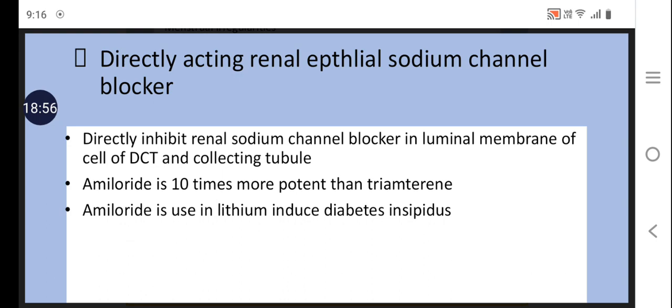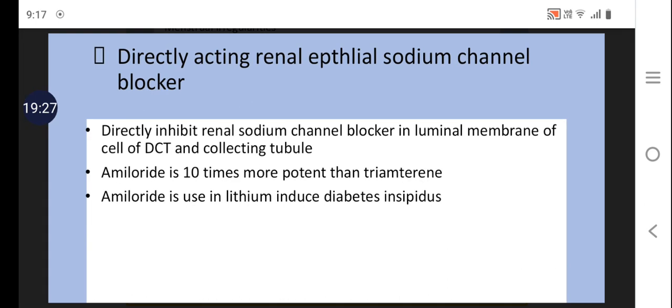And amiloride is used in the treatment of lithium-induced diabetes insipidus. Lithium is a metal, and it is reabsorbed in the kidney through the sodium channel. So when that sodium channel is inhibited, the reabsorption of lithium is also inhibited. So this drug is used in the treatment of lithium-induced diabetes insipidus.